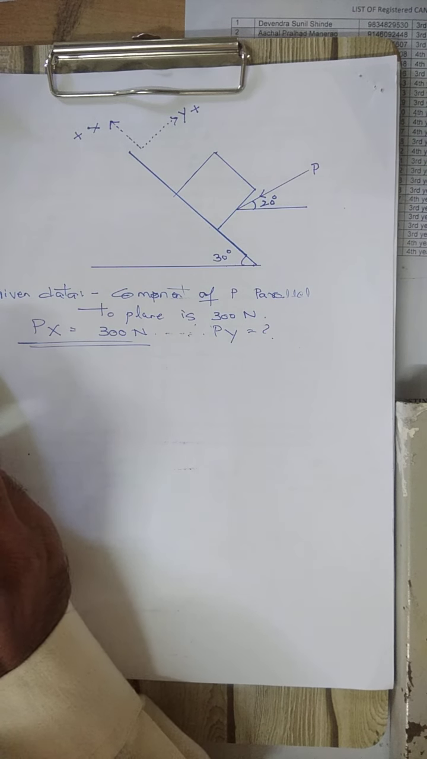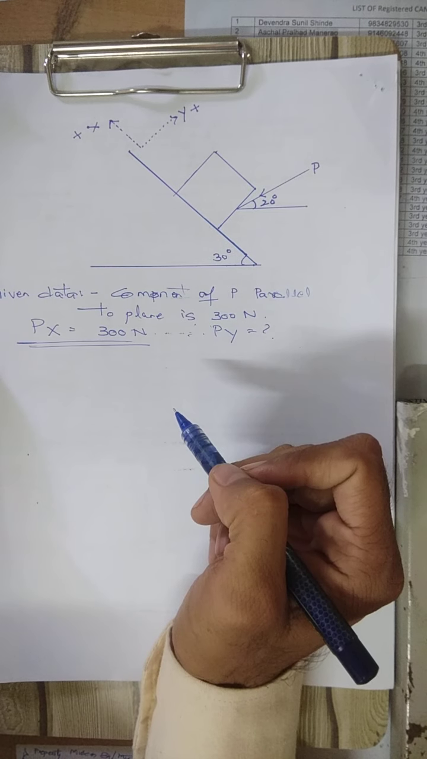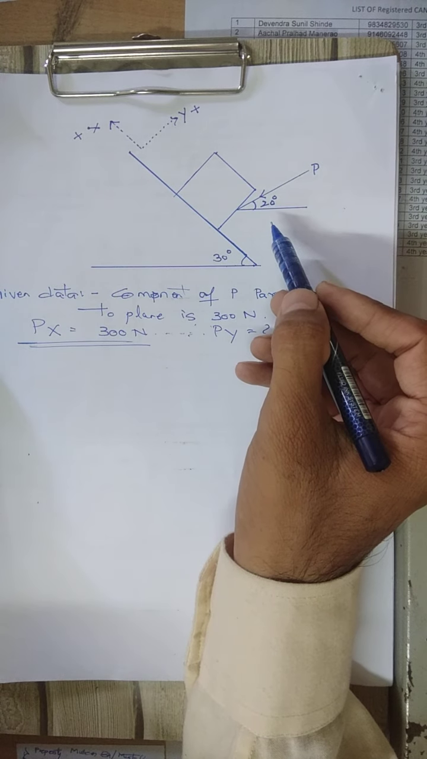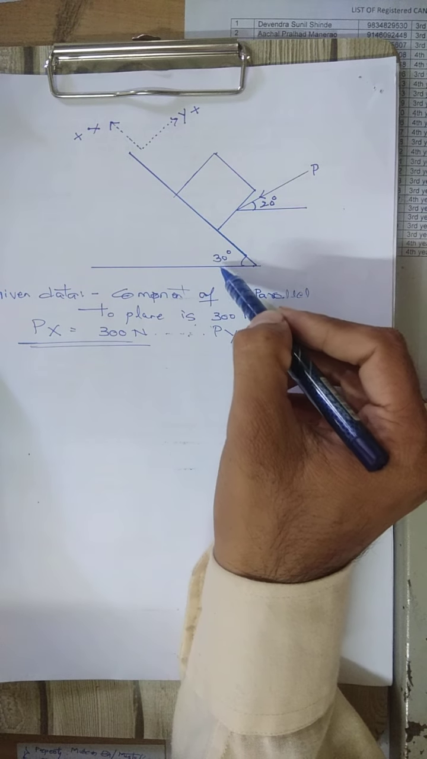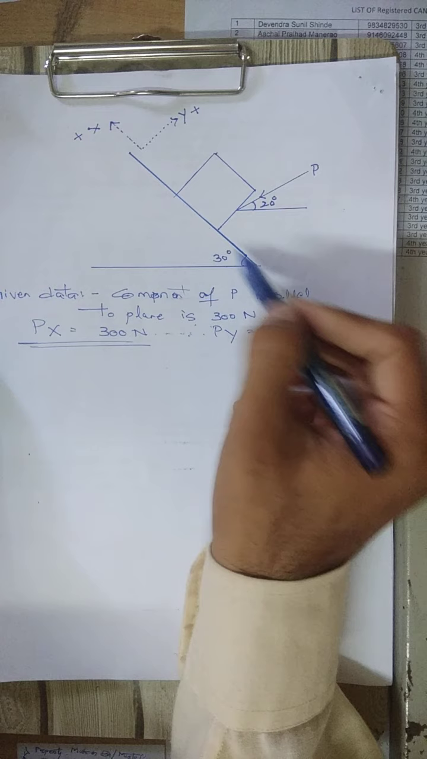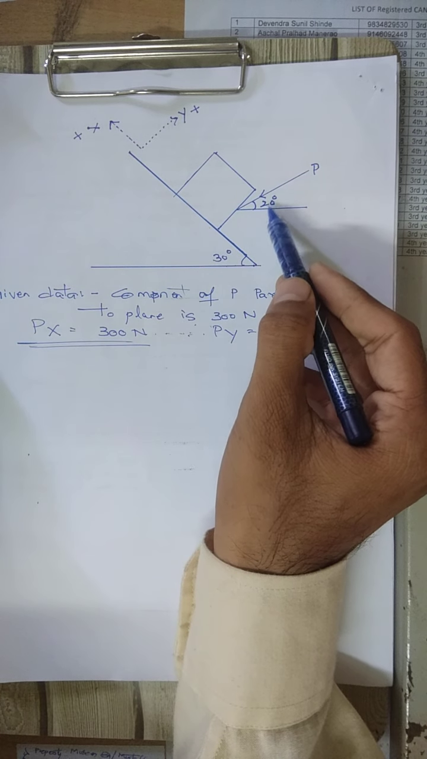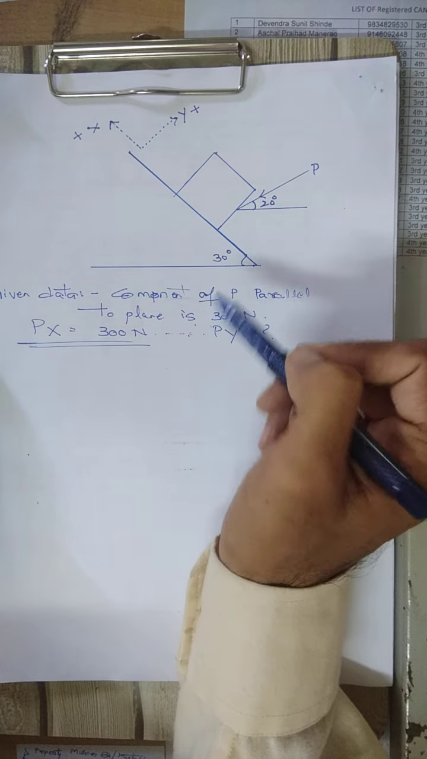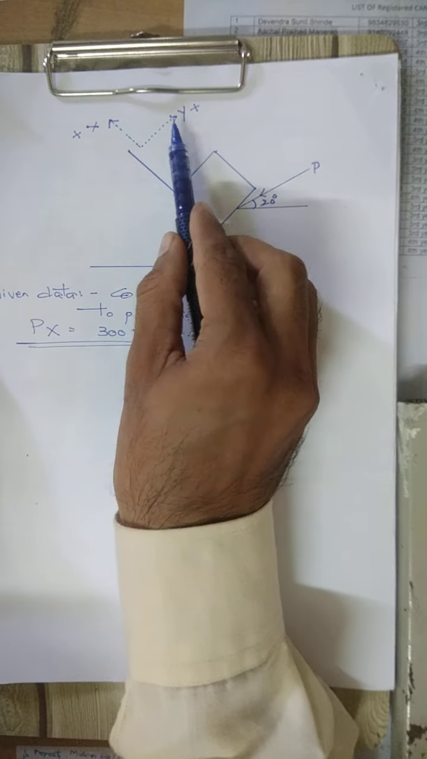Again, the concept to be cleared: only one component, Py, is to be calculated, but there is a little confusion regarding how to find the theta. The inclined plane is making an angle of 30 degrees with horizontal, but what about the force P? The force P is making an angle of 20 degrees, but we cannot resolve along this direction; we have to resolve the force P along the x and y axes.